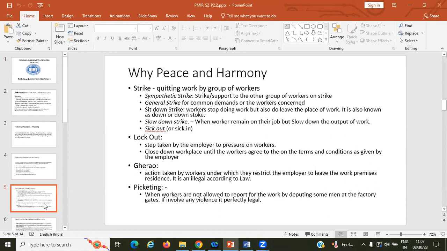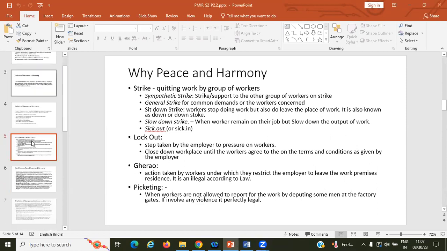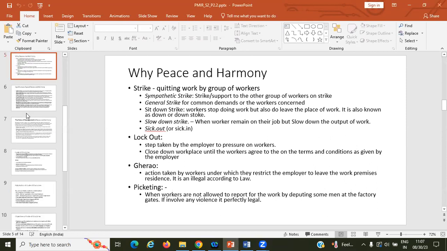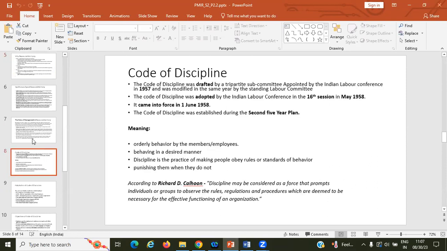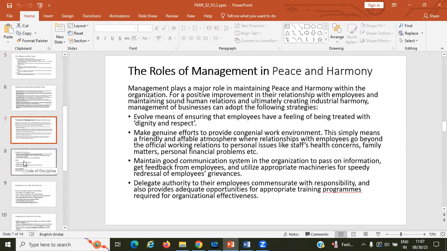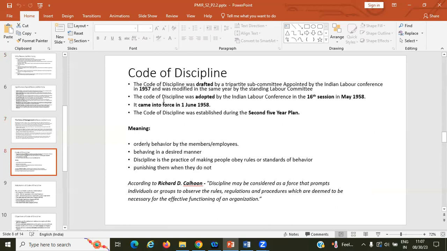Yesterday we studied peace and harmony. We'll continue further. Up to here we studied what are the roles of management in maintaining peace and harmony in the organization. Then we'll go to code of discipline, code of conduct. This is one important topic in this chapter.